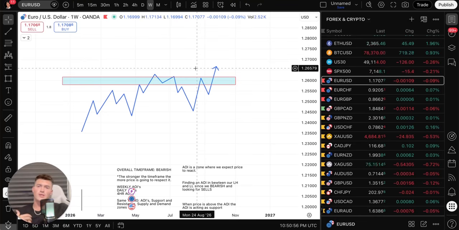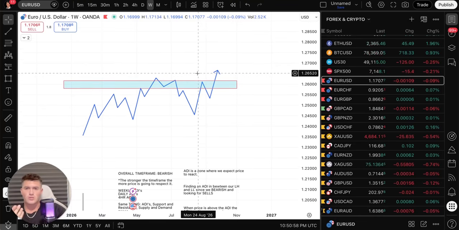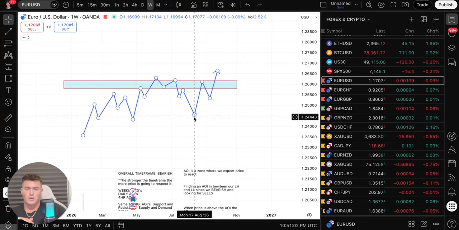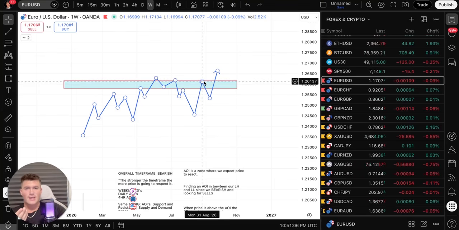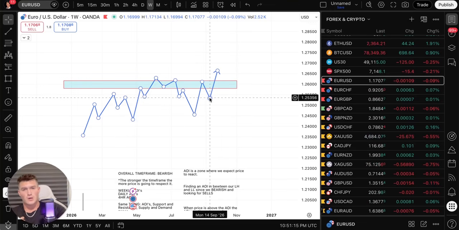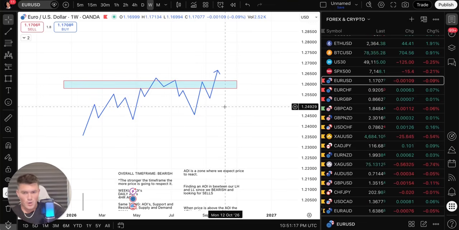So as you can see, our overall trend is bullish. We were bearish. We had our lower high, lower low. Then we broke above, now giving us a higher high, a higher low. Broke above that higher high, and then giving us a new higher low. So I already know automatically we're going to be buying this market.